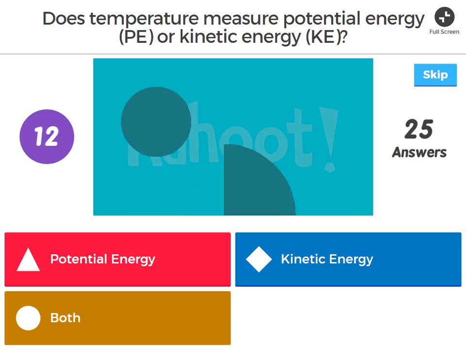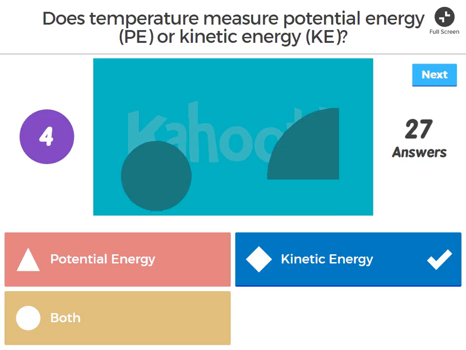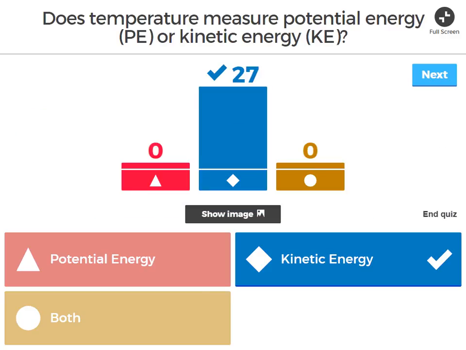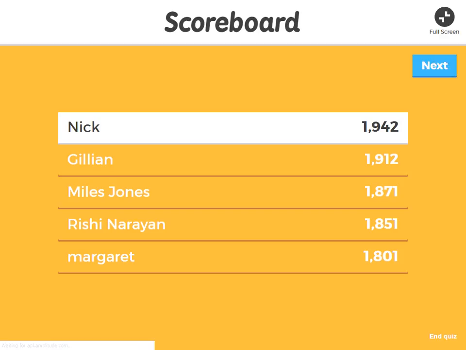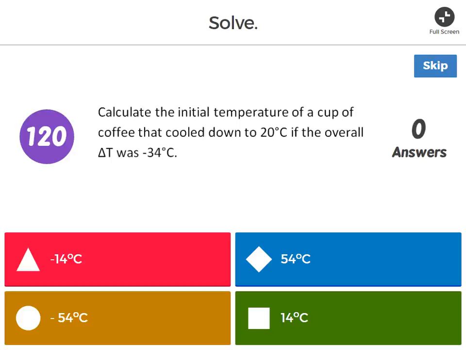This will take you about 30 seconds or less. I have the power to skip you as well. Be ready. Nice, guys. Very good. Calculate the initial temperature of a cup of coffee that was cooled down to 20 degrees Celsius if the overall temperature change was negative 34.